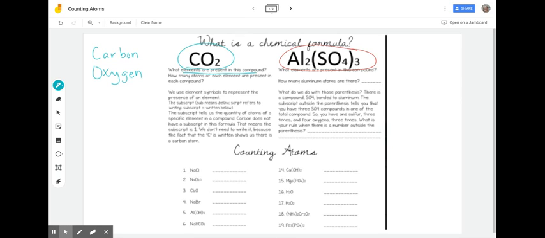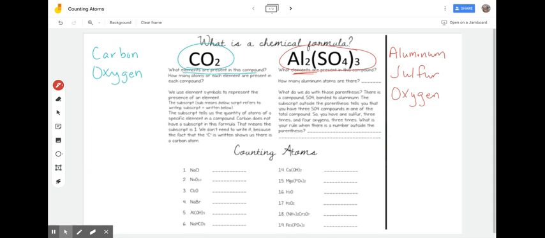Remember that symbols can also have lowercase letters in them. So if I come over here and I'm just going to name these elements that are present, Al is together, that's aluminum. S is just a single capital letter, that is sulfur. O is a capital, that is oxygen. All right, let's go back over here to carbon.